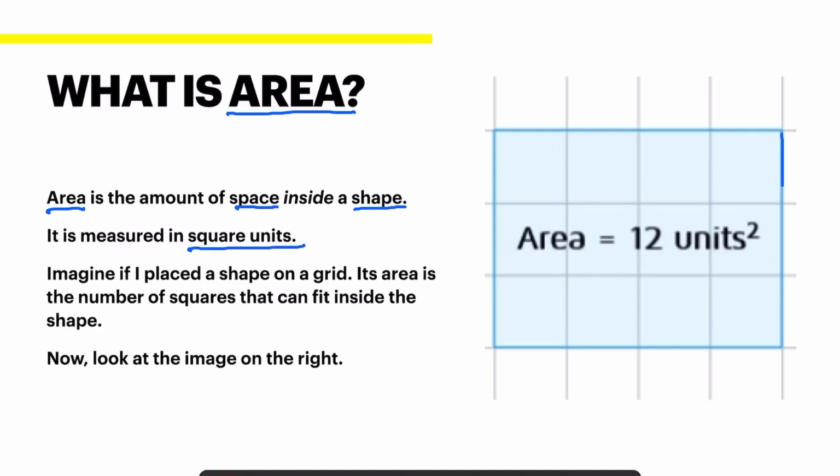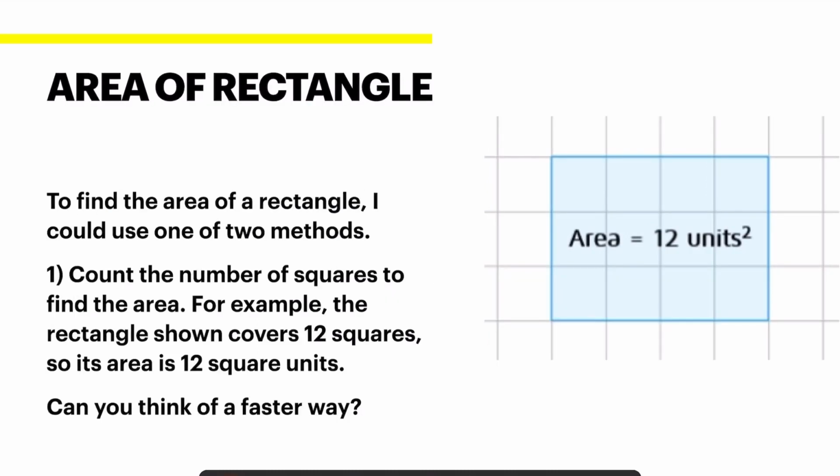Imagine if now I place a shape like what you see on the right here on a grid. We can calculate the area of this shape by counting the number of squares that can fit inside this shape. So how can we find the area of this shape? There are two ways. First, I can count the number of squares inside like this. 1, 2, 3, 4, 5, 6, 7, 8, 9, 10, 11, 12 to get 12 square units.